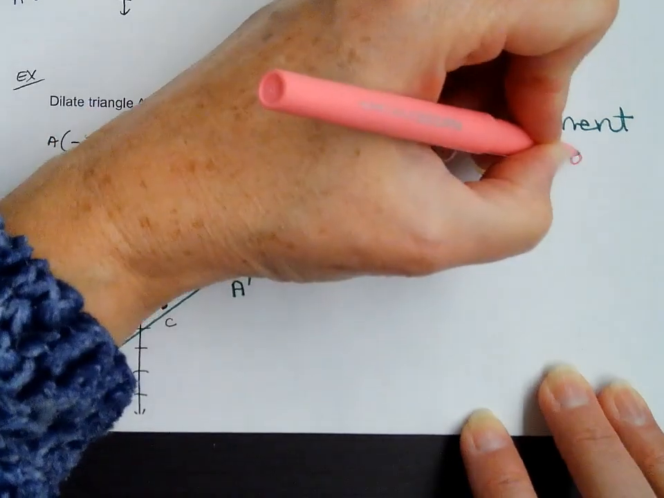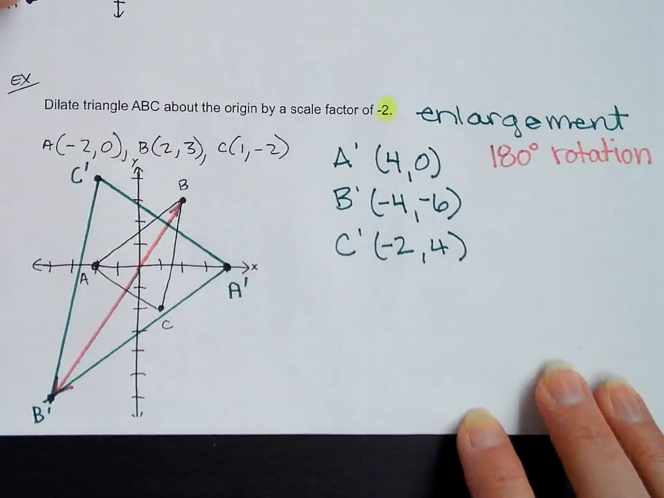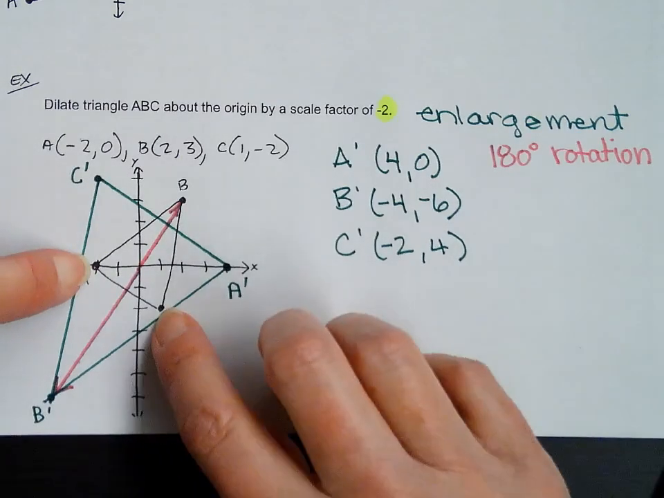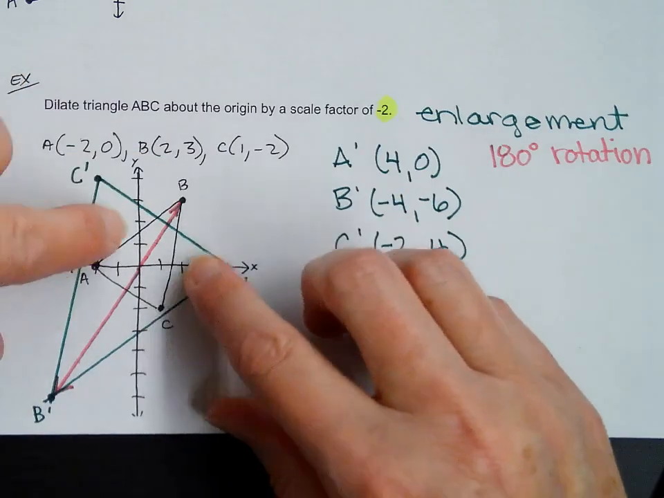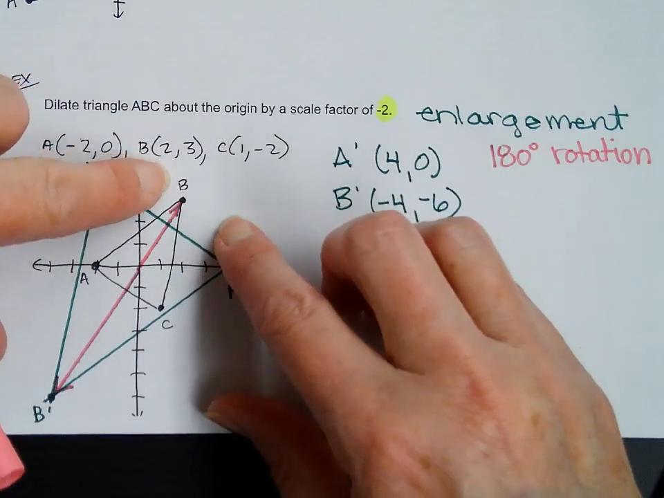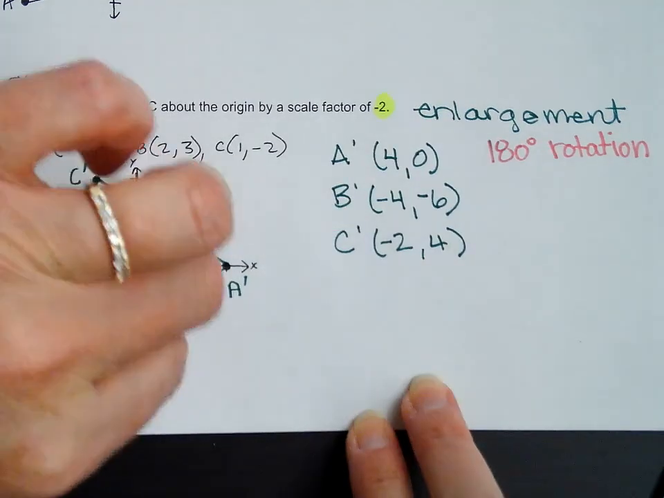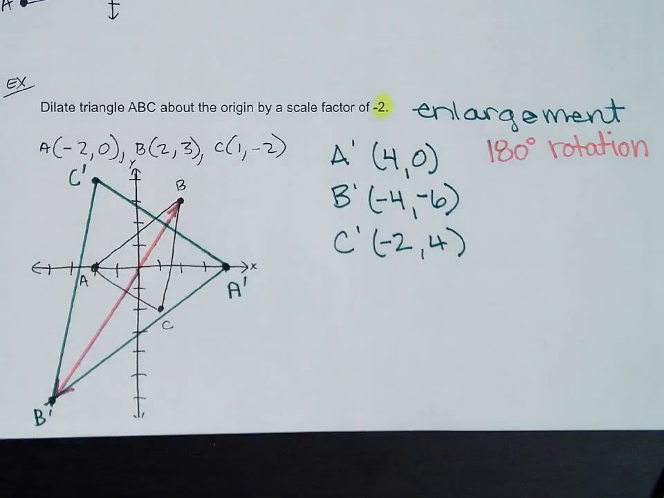It's not a reflection, and we can tell it's not a reflection because if it was, our A point and our C points would reflect this direction. They would reflect straight over, but they didn't. They've switched sides. So this little triangle here has actually rotated around and then been enlarged. And that's the end of the lesson.